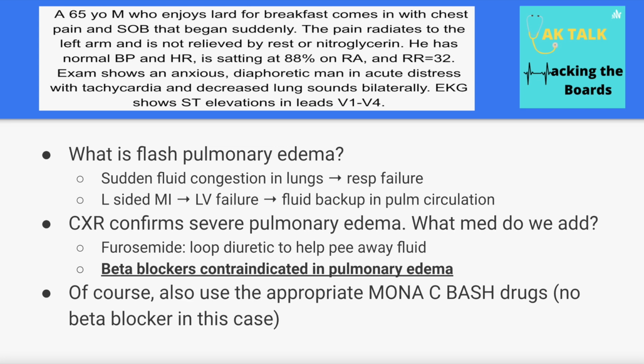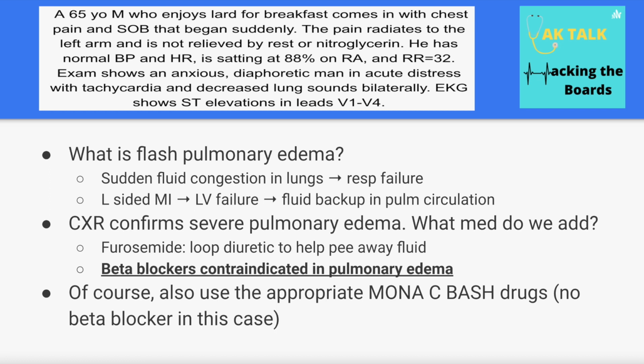What treatment should he receive initially? So initially, he should receive MONA-C-BASH or some variation of it. And specifically, we should put him on 4 liters of oxygen for his hypoxia. Let's say we get a stat chest x-ray, which shows severe pulmonary edema. What additional medication should be added? And are there any medications that would be contraindicated?